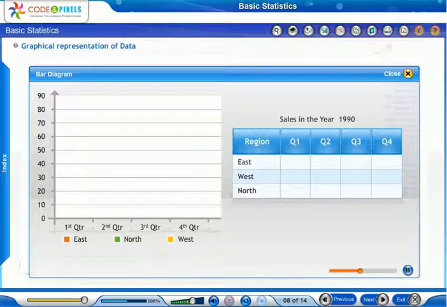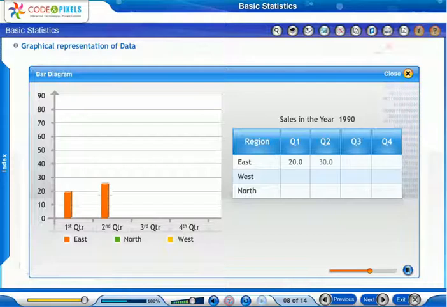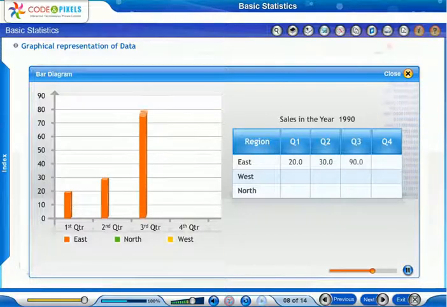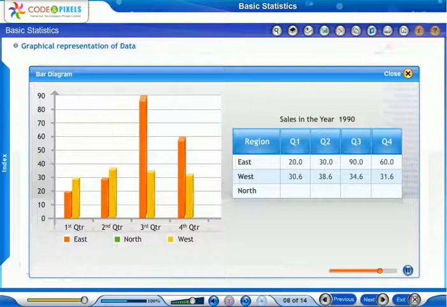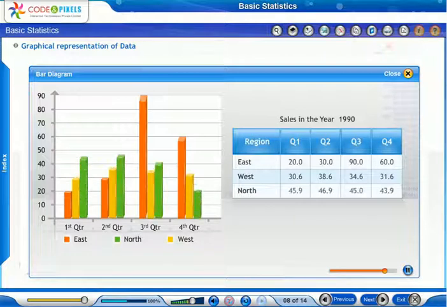Statistical data of sales in 3 regions for 4 quarters are explained here. Sales rate in the East region indicates 20% for the first quarter, 30% in the second quarter, 90% in the third quarter, and 60% in the fourth quarter. Similarly, the 4 quarters of the West region indicate the sales rate as shown. Also, the 4 quarters of the North region indicate the sales rate with little variation as shown. Thus, it becomes easy to understand the analysis.